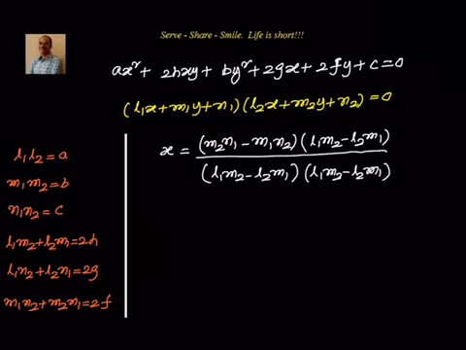So where we stopped is we started with ax square plus 2hxy plus by square plus 2gx plus 2fy plus c equal to 0, which is a second degree non-homogeneous equation which represents a pair of straight lines. We found the relation between the L's and M's with respect to A, B, C. So we have L1 L2 equal to A, M1 M2 equal to B, N1 N2 equal to C, and respectively the remaining. We solved for a pair of linear equations in two variables and found x equal to (m2 n1 minus m1 n2) divided by (l1 m2 minus l2 m1).